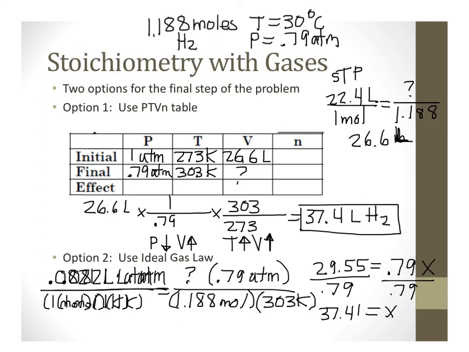So as you can see, it does not matter which method you use. If you use the molar volume at STP and then adjust to different conditions using a PVTN table, or you go ahead and you use the constant that's already been adjusted for pressure and temperature, also known as the ideal gas law, and use that method, whichever method we use, we got the same volume either way. So there are 37.4 liters of hydrogen formed in this reaction.